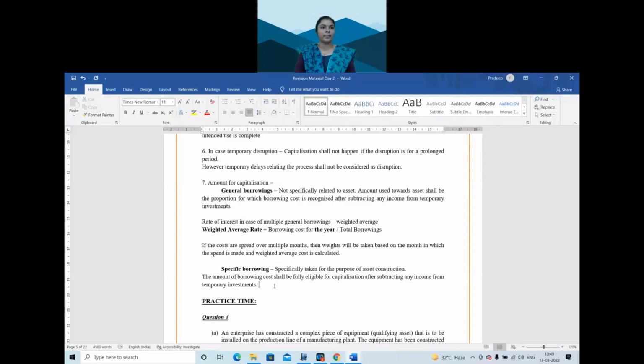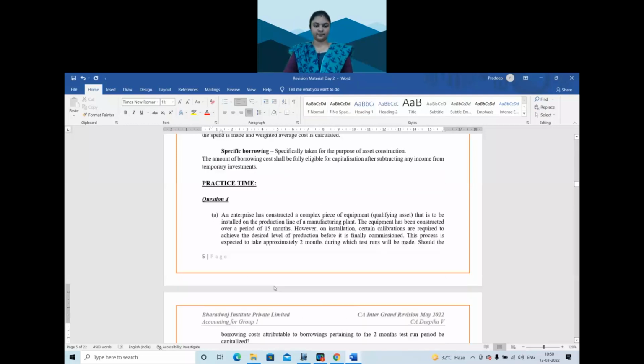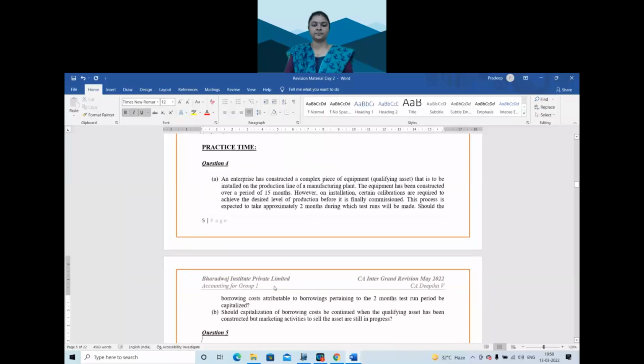Okay, so as per AS 16, there are very few points to remember for us. What is borrowings? What is all included in borrowings? What is a qualifying asset? When can capitalization of borrowing cost start, when does it have to stop, what is temporary disruption, and what is the amount to be capitalized in case of general borrowings and in case of specific borrowings. Take a minute, run through. If there are any doubts, you can let me know.